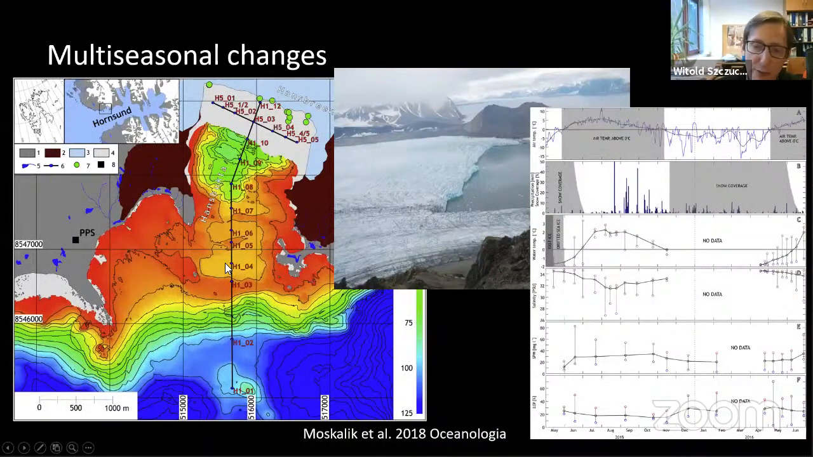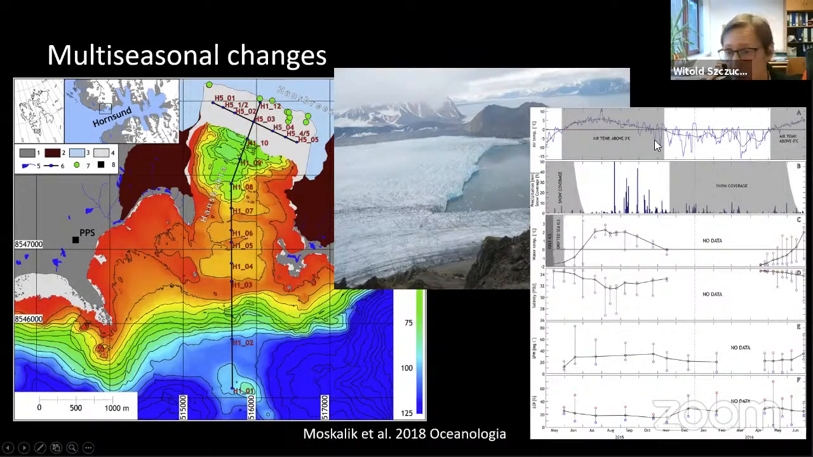What I showed you was mostly related to the summer season, plus a couple of experiments during early autumn. We always wondered what may happen during the remaining seasons, like spring or winter. Is it really just a frozen system and nothing happens, or is it still active?